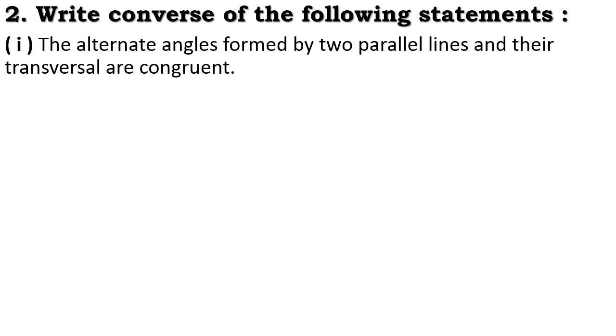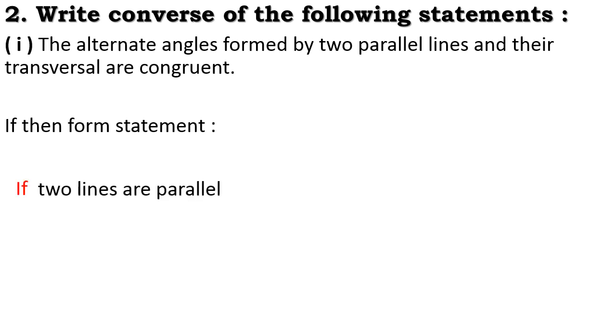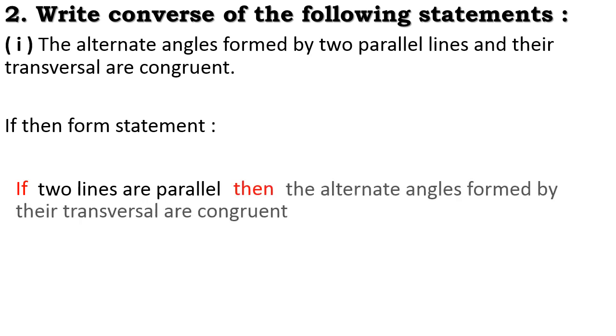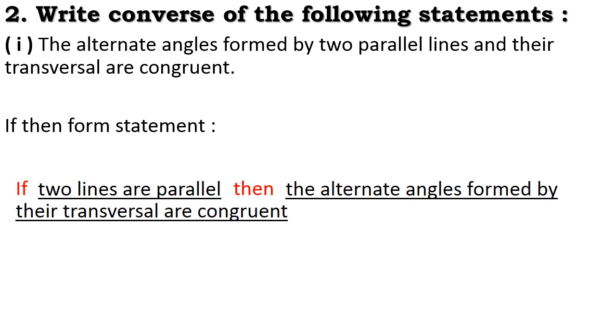And whatever is left in the statement, that would be the antecedent. So what is left in this? Two parallel lines and their transversals. So if-then form of the statement is, if two lines are parallel, then the alternate angles formed by their transversals are congruent. Right? It is if-then form. Now what is the antecedent in this? Two lines are parallel. And what is the consequent? The alternate angles formed by their transversals are congruent.